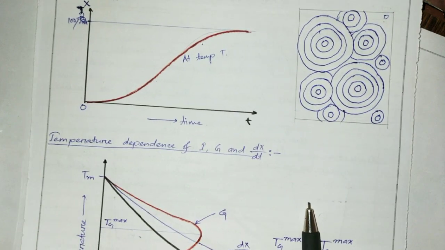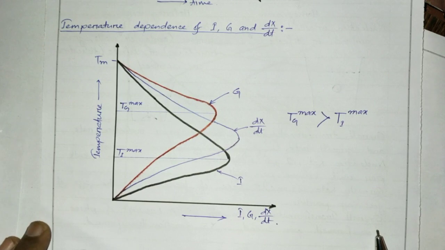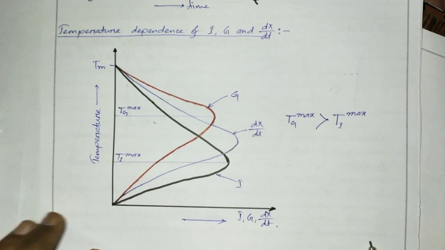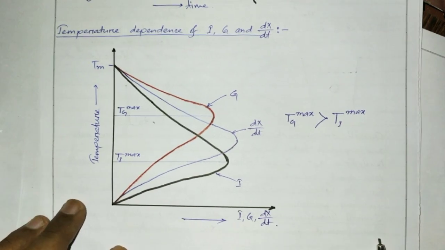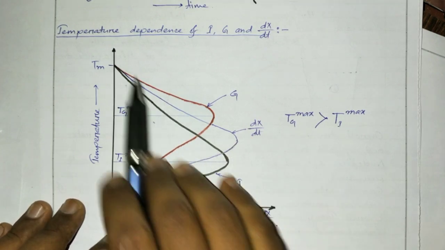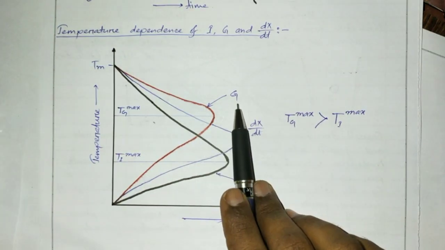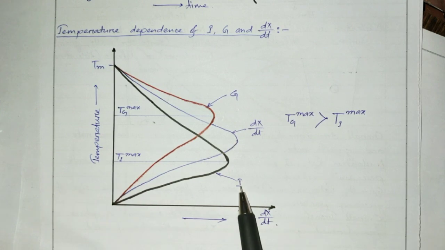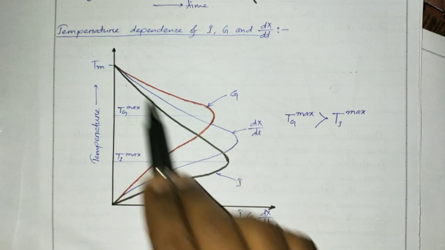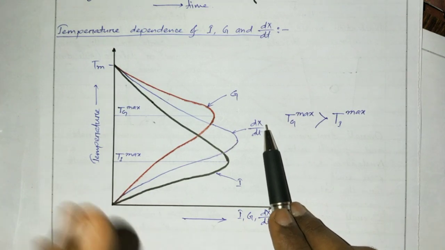The next thing is how the nucleation rate, growth rate and transformation rate depend upon temperature. Now see, the red line gives the growth rate, the black line gives the nucleation rate, and the blue line gives the transformation rate, the overall transformation rate.